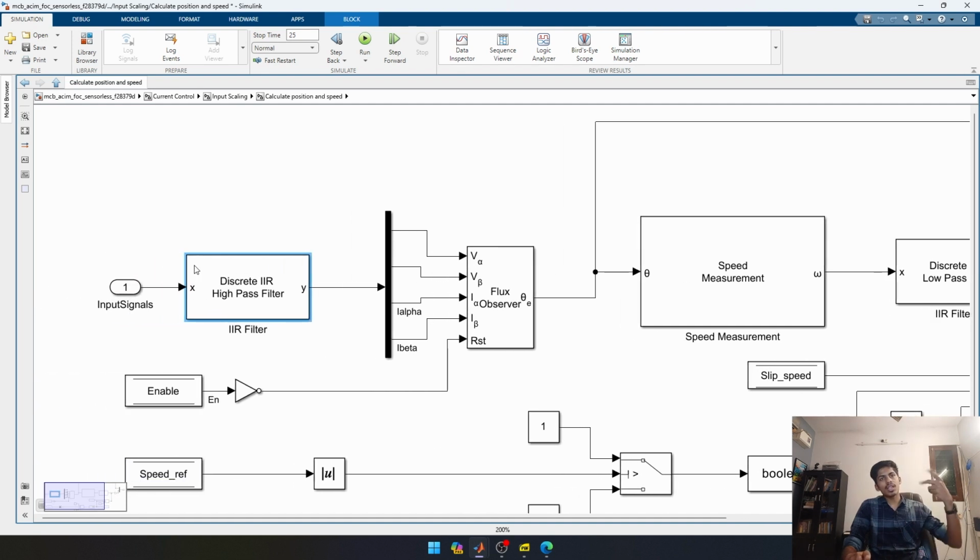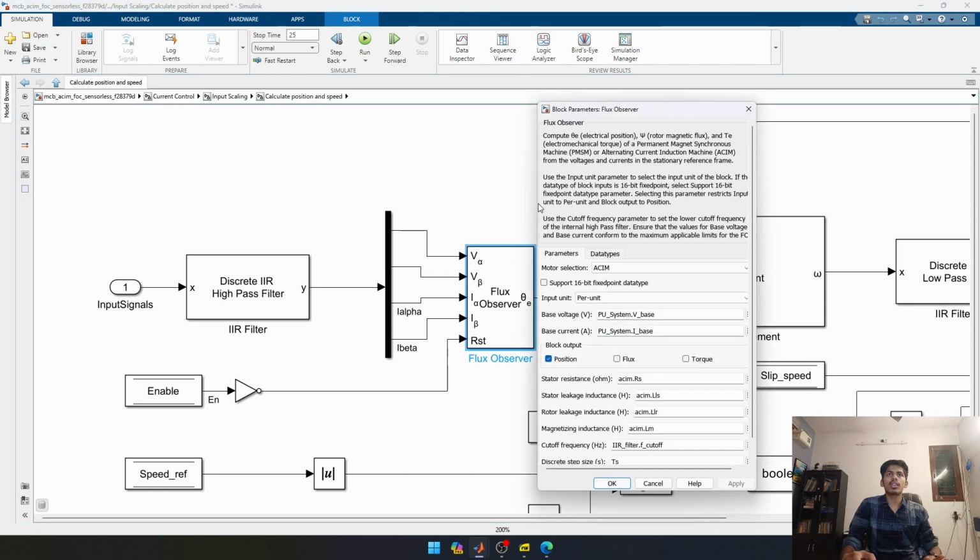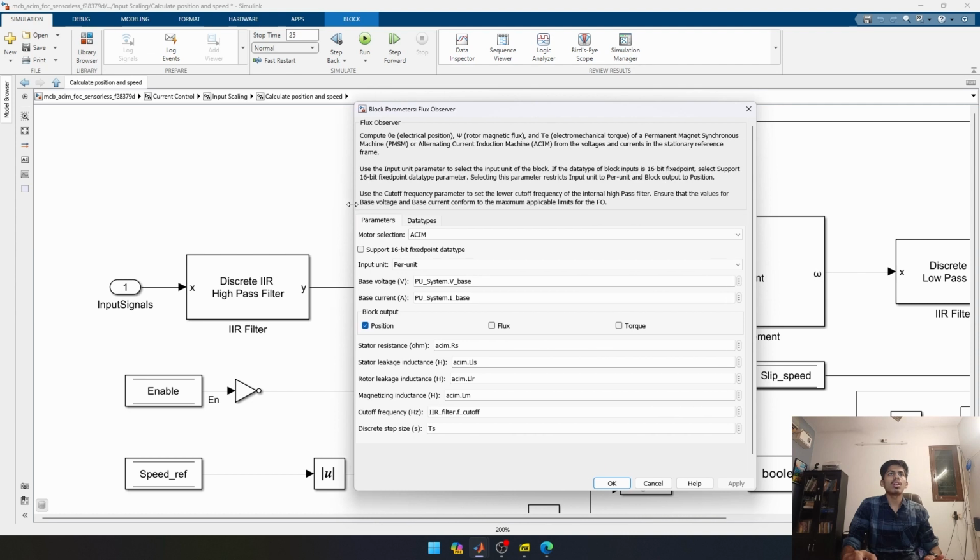So all the four signals are demuxed and given to this flux observer block. This is an inbuilt block. If you double click on that, you can see it computes the electrical position of the rotor, which is the angular position, and the rotor magnetic flux, which we don't need. This block can calculate the position of the rotor flux, the rotor flux, and the electromechanical torque. We only use the position of the rotor, and we use the position to estimate the speed.